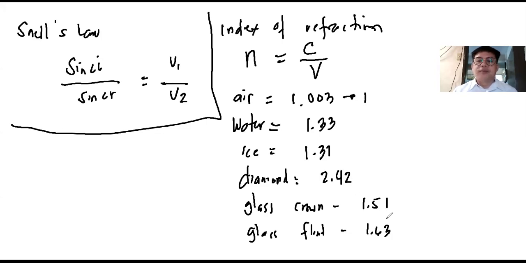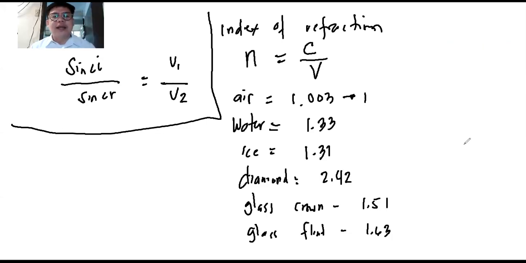So, diamond is 2.42. It's quite a big difference. So you will see here the index of refraction of the following materials. If we have a test on problem solving, and the problem gives you a material not listed here, I'll just give the index of refraction, which is a constant.